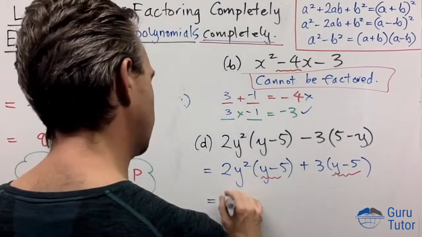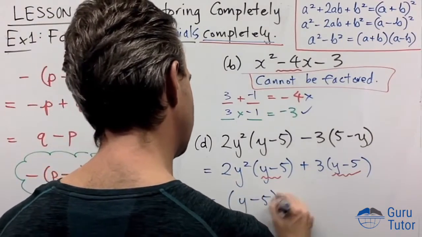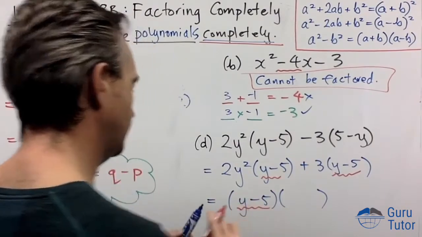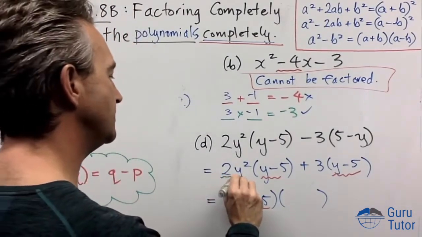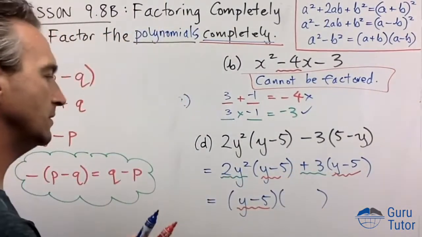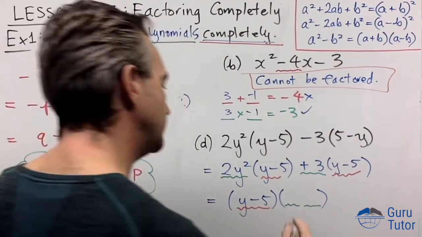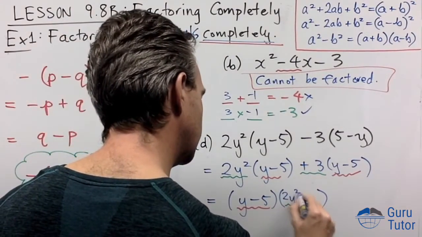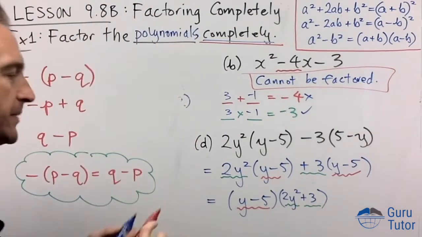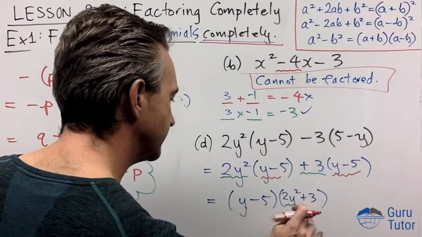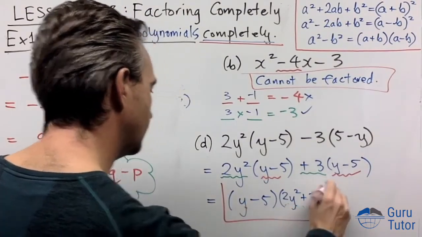Let's do it. Y minus 5. And what's the other thing? So the y minus 5 goes there, and these two troublemakers here will go down here. 2y squared plus 3, like so. And that is now completely factored. That is our answer.